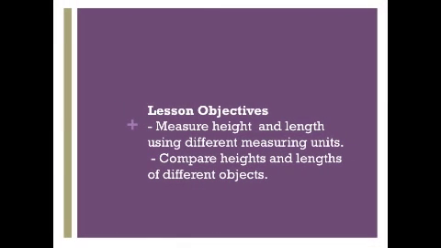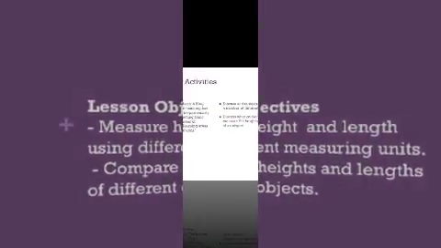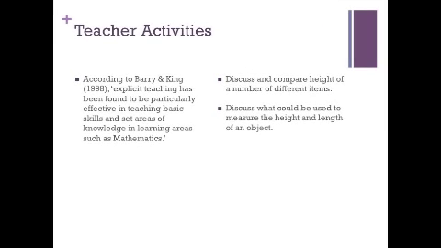The objectives of the lesson are for the students to measure and compare height and length using different measuring units, and to compare the height and length of different objects. The teaching strategy used for this lesson is explicit teaching, or the I do, we do, you do method. According to Barry and King, explicit teaching has been found to be particularly effective in teaching basic skills and set areas of knowledge in learning areas such as mathematics.